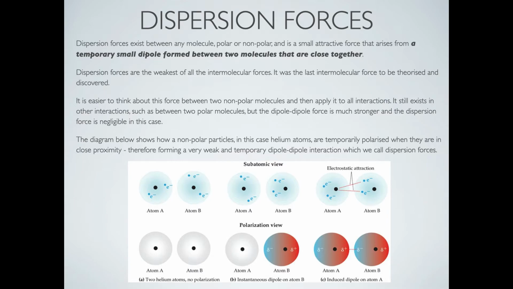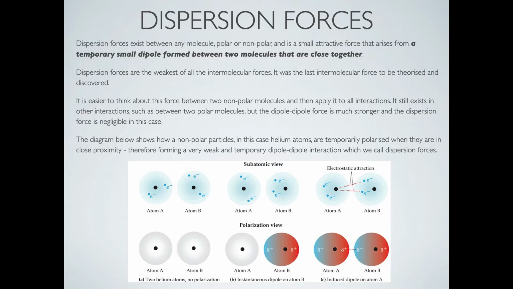Okay. The idea of going through those two, even though they're not in the textbook, is it's going to help you with this last one. And this last one is called dispersion forces. Now, these are the weakest attractions between atoms and particles. They exist between any molecule, whether it's polar or non-polar, and are very small, and arise from a very small temporary dipole formed when two molecules are close together. They're the weakest, as I just said, and it's the last intermolecular force to be discovered because it's so weak.